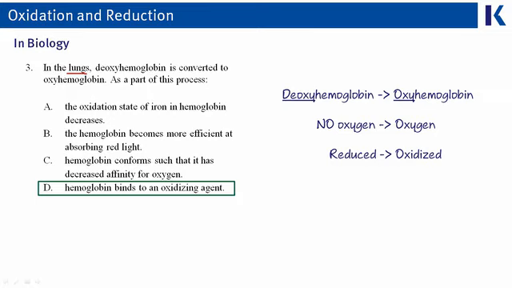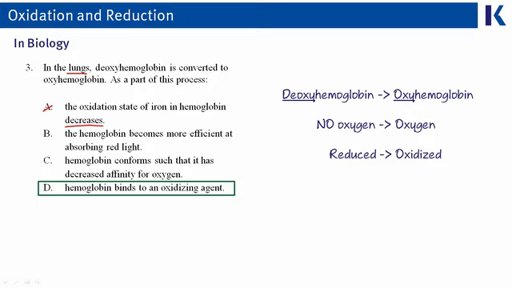And the way this question tests oxidation and reduction in a biological environment is every one of the wrong answers actually gets this arrow the wrong way around. Choice A says the oxidation state of the iron decreases. Well, that's wrong because a decrease in oxidation state would mean a reduction, not an oxidation.